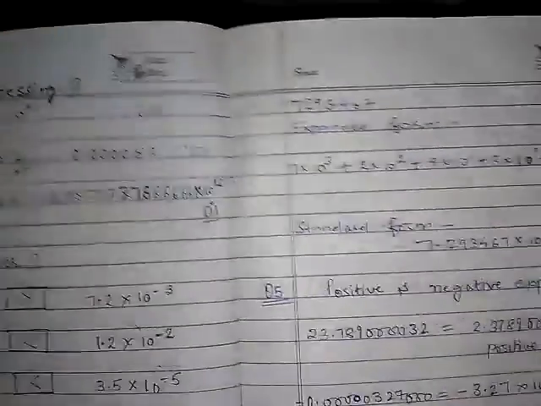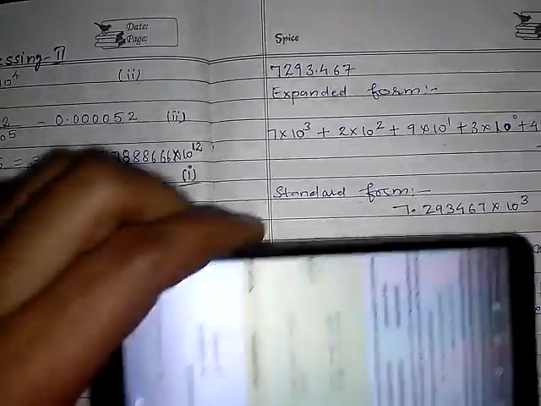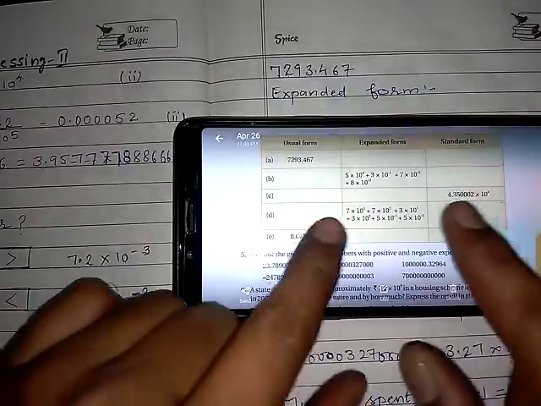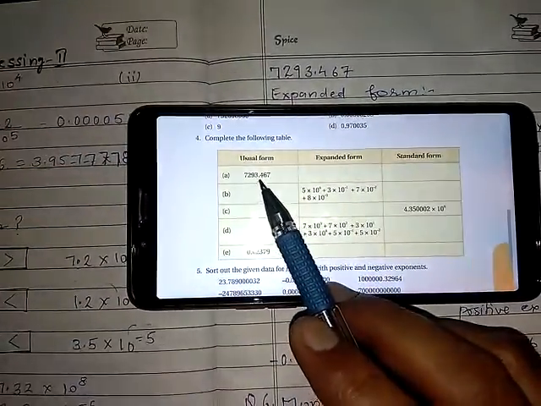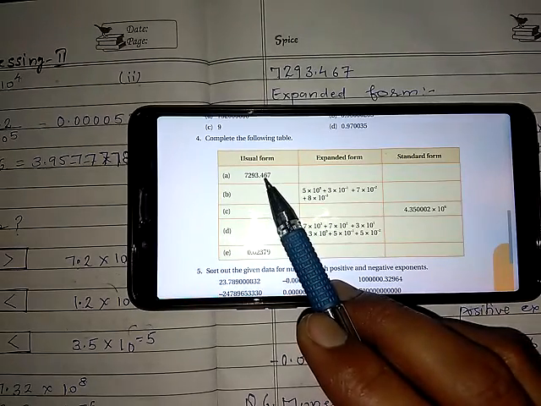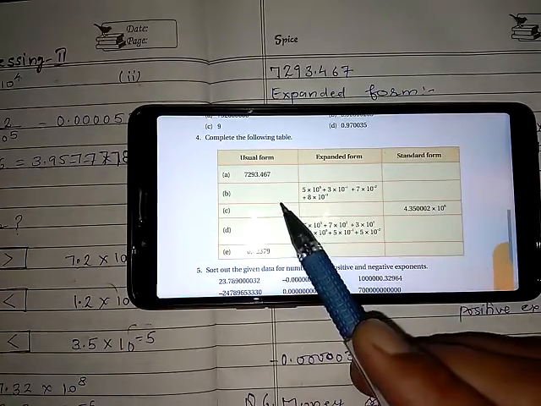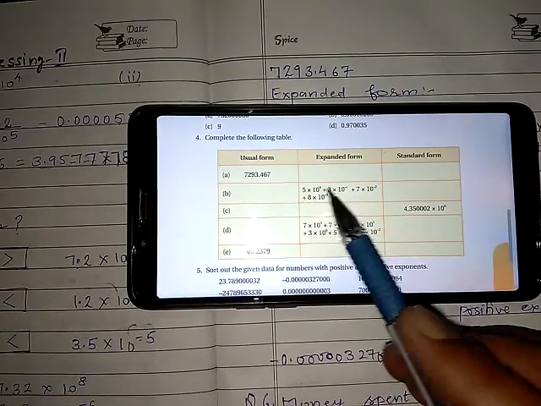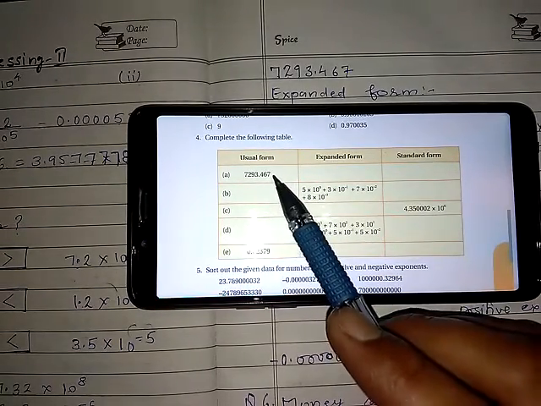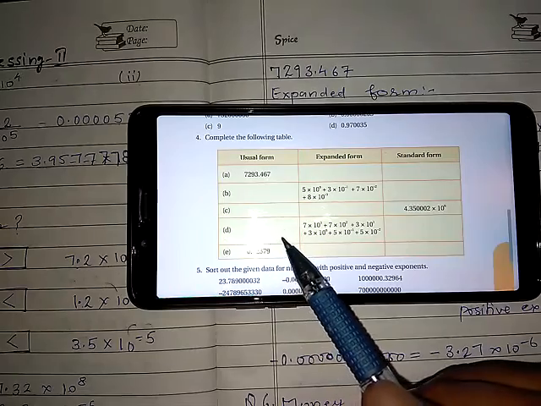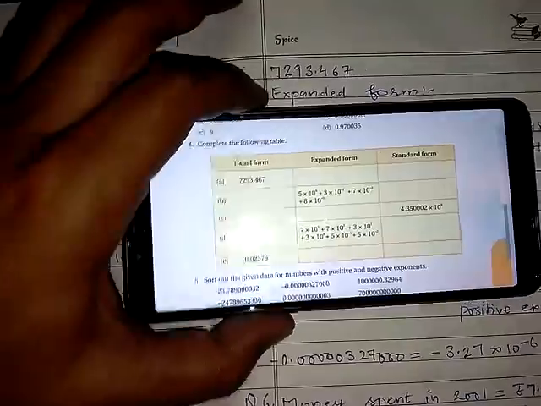So the first number is given to you. You can have a look at the given table. See here. So in the first part, the usual form is given to you. You need to write down the expanded form as well as the standard form. In the B part, you are given the expanded form. You need to write down the usual form as well as the standard form. So I am discussing the A part. The rest of the parts will be your homework. You have to try yourself, okay? Because it is a very simple thing.